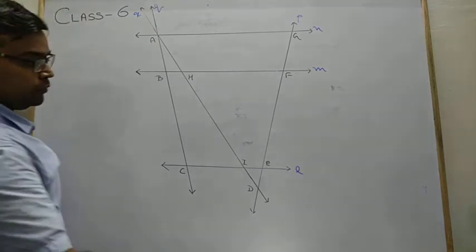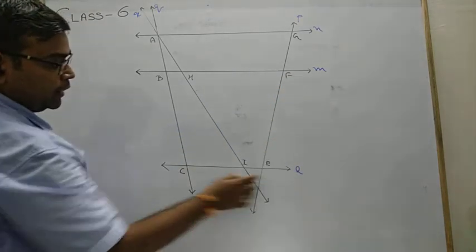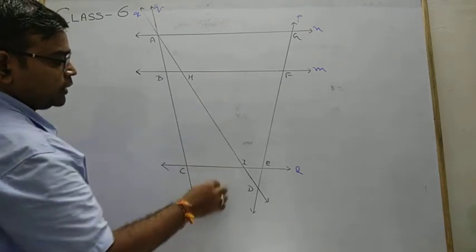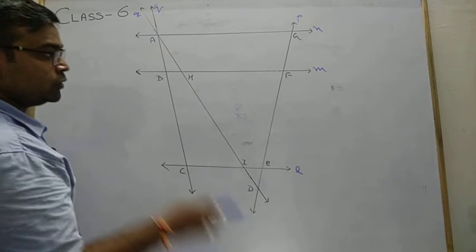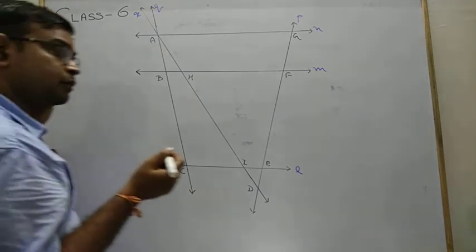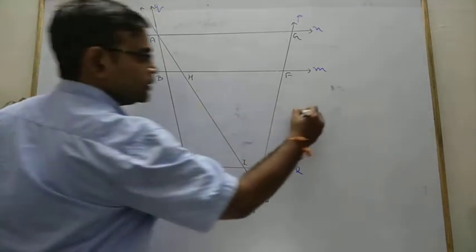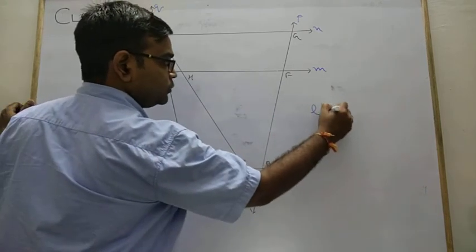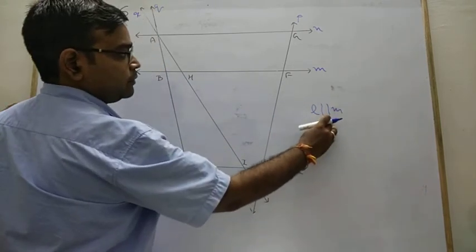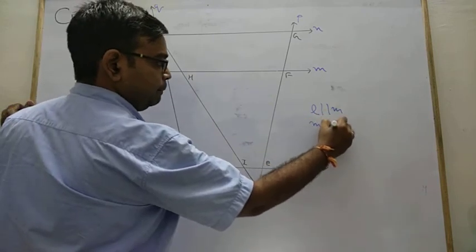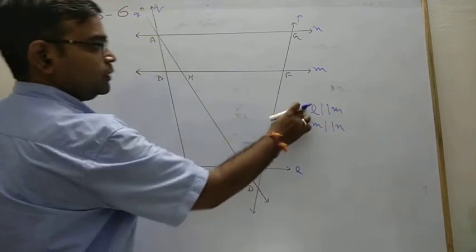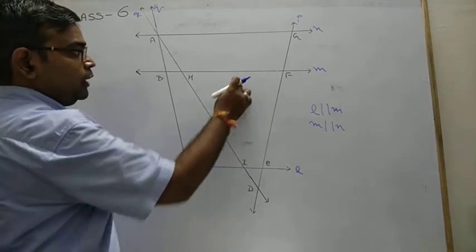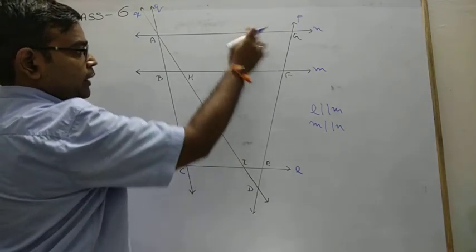So what we know is that L and M are parallel to each other. If we measure by scale, the distance between these two lines is always equal at every point. So how can we write down the pairs of parallel lines? We give the names of the lines. L parallel to what? L parallel to M. This is a parallel sign. Then again M parallel to N. First pair, second pair.